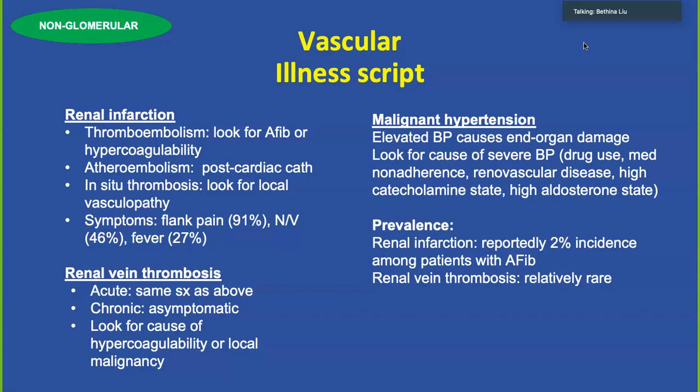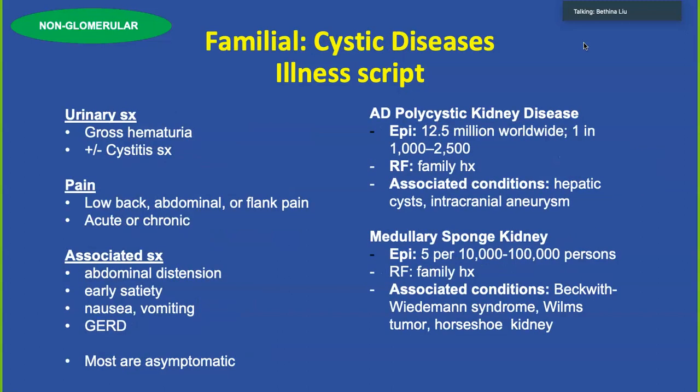Malignant hypertension is when blood pressures are so elevated that it causes end organ damage. So in these patients, we want to find out what the underlying cause of the hypertension might be, which could be due to drug use, medication non-adherence, renal vascular disease, high catecholamine state, or high aldosterone state. The prevalence of renal infarction is reported at 2% incidence among patients with AFib, and renal vein thrombosis is relatively rare.